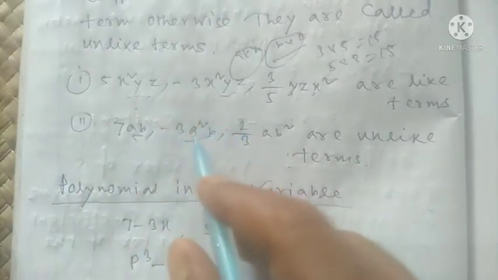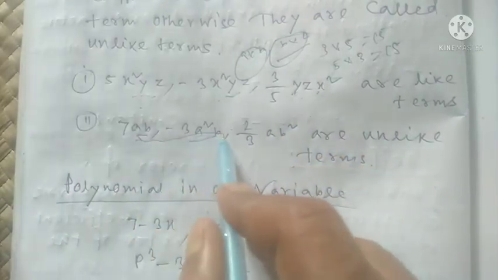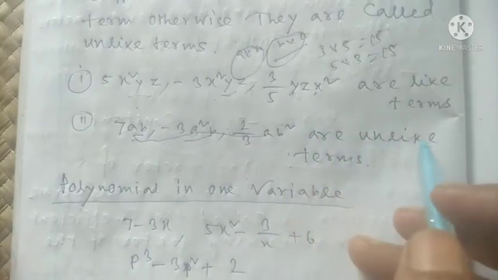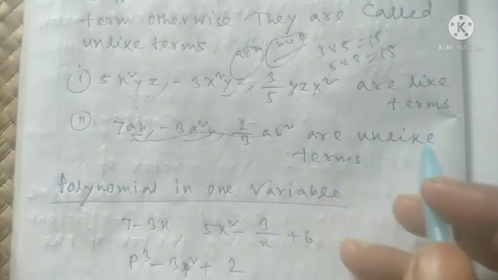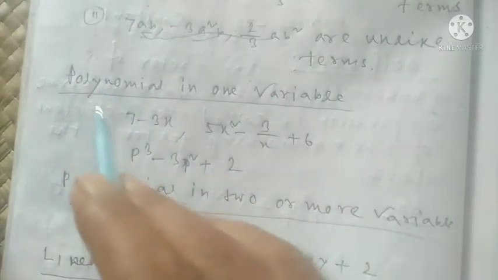This is not the same. So I think these 3 algebraic expressions are not like terms, that means they are unlike terms. Okay, so I think your concept is clear. Polynomial, what is a polynomial? That means in class 6 you have learned what a polynomial is.